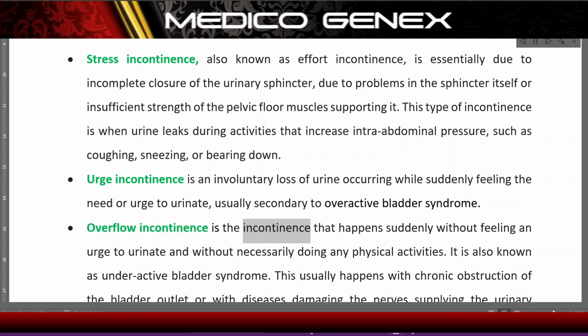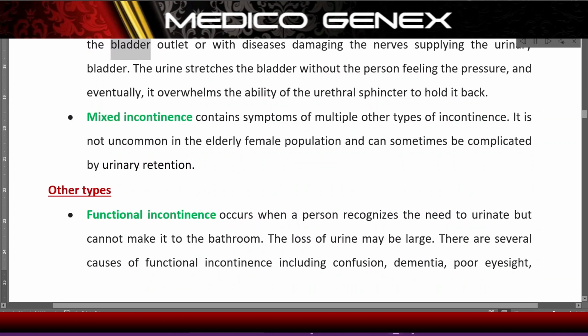Overflow incontinence is the incontinence that happens suddenly without feeling an urge to urinate and without necessarily doing any physical activities. It is also known as underactive bladder syndrome. This usually happens with chronic obstruction of the bladder outlet or with diseases damaging the nerves supplying the urinary bladder. The urine stretches the bladder without the person feeling the pressure, and eventually, it overwhelms the ability of the urethral sphincter to hold it back. Mixed incontinence contains symptoms of multiple other types of incontinence. It is not uncommon in the elderly female population and can sometimes be complicated by urinary retention.